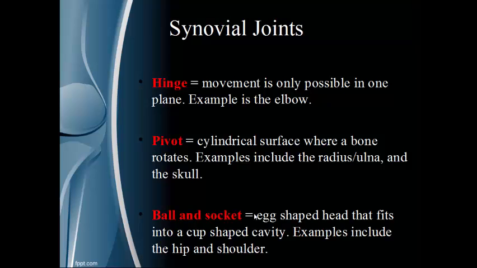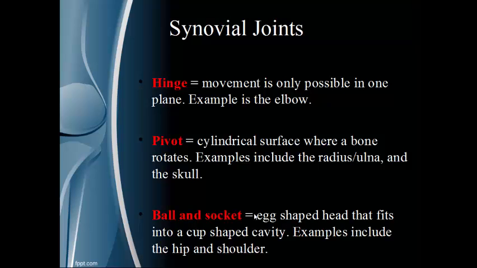Next one, pivot, where you have a cylinder-shaped surface on which a bone can rotate. An example of this is the radius and ulna, the bones of the forearm. They're able to rotate over one another, and also on the bottom of the skull. This is how you're able to rotate your head left and right. You're able to rotate it due to a pivot joint between the top vertebrae and the base of the skull.